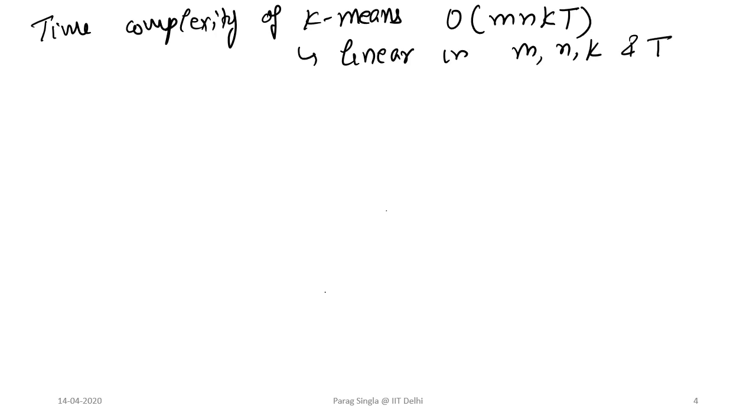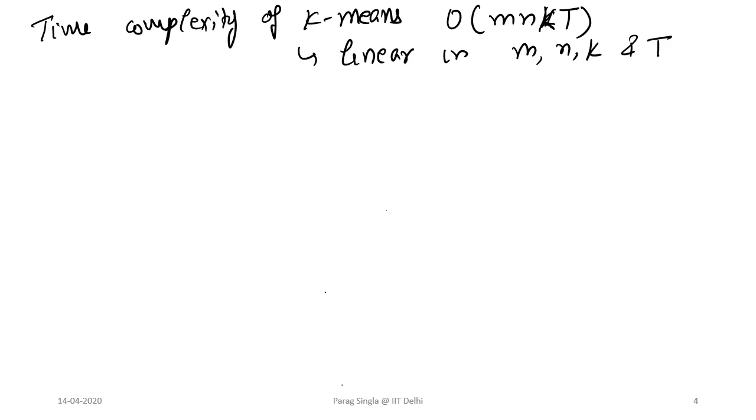So the k-means algorithm runs in linear time complexity in terms of the number of examples, number of features, number of clusters, and of course the number of iterations, because you have to do this same computation for each iteration. Okay, so this is fine.